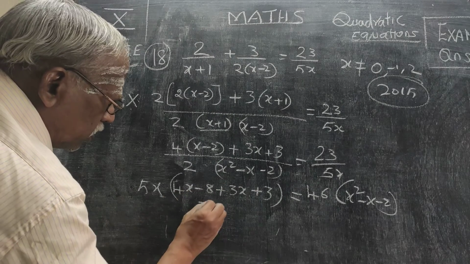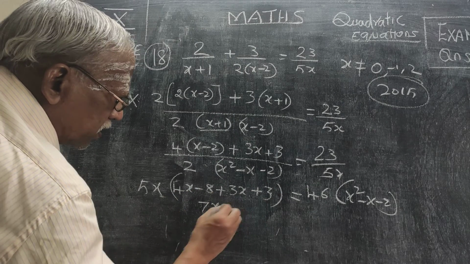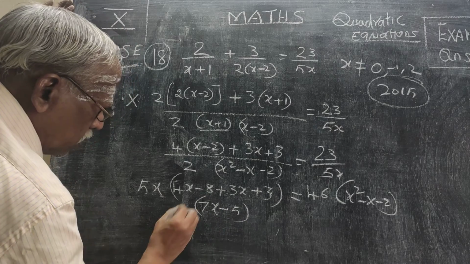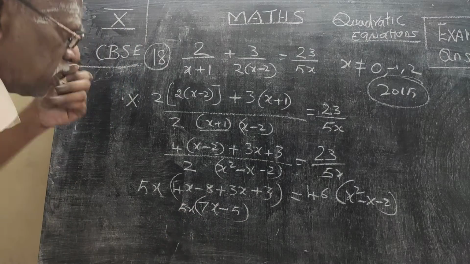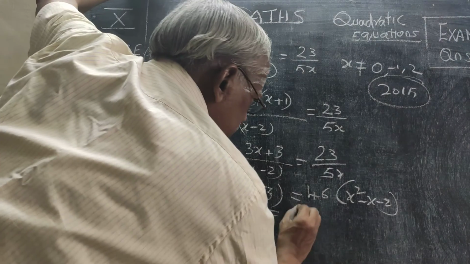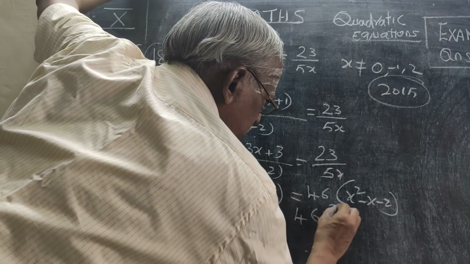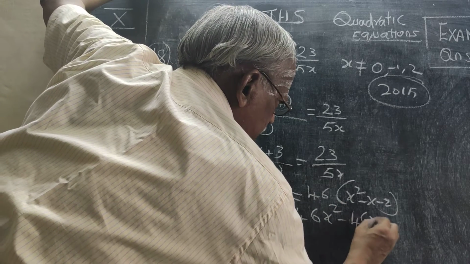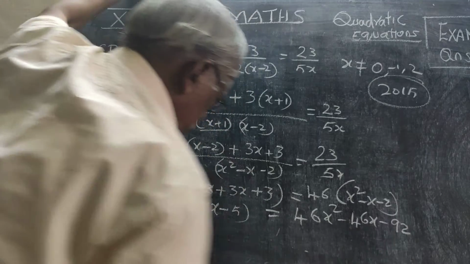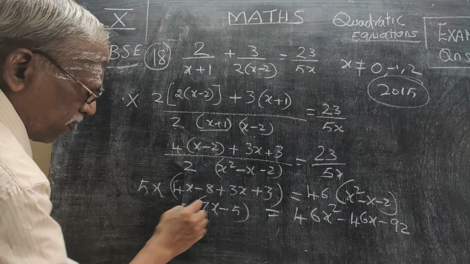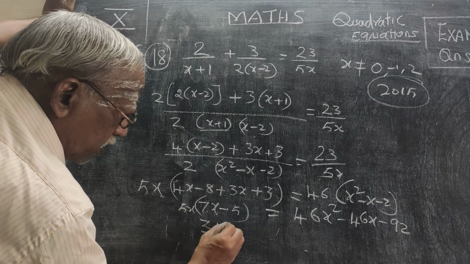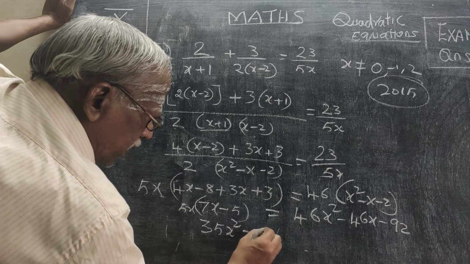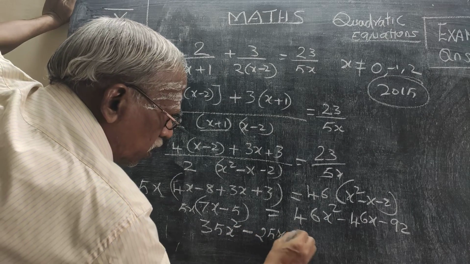4x and 3x, so it becomes 7x minus 8 plus 3, so minus 5, that is multiplied with 5x. On this side I am removing the bracket, 46x square minus 46x minus 92. This one multiplication, 5 into 7, therefore 35x square minus 25x equal to this.